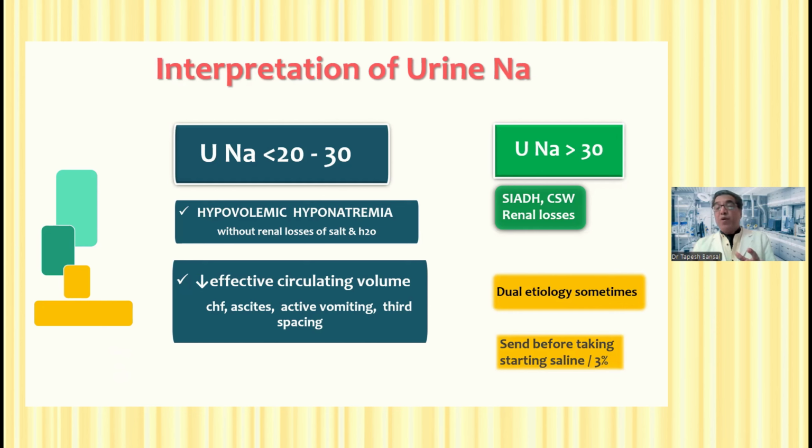And also very important, this last thing here, send before starting saline. If you have to send urine sodium, you have to send it before starting saline or 3%. If you start the fluids, then your urine sodium changes. You give 200-300 ml of fluid, the urine sodium will change, because that is going to be poured out in the urine. And that is a very big problem, because if the patient comes in the ER, they will start something. By the time he comes to the ICU, you're trying to assess, the game is over as far as urine sodium is concerned.